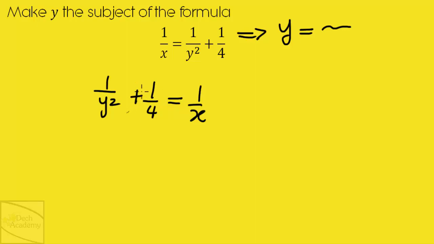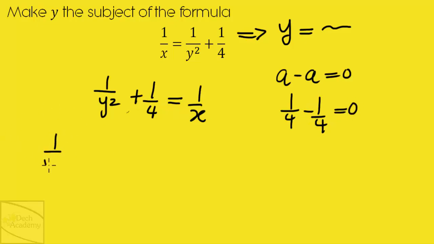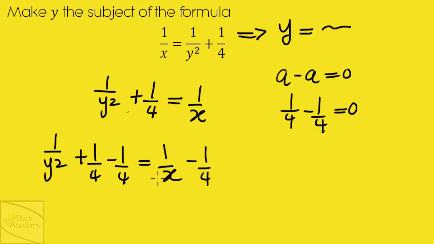So let's also get rid of this 1 over 4 term, so we just have the term involving y on the left hand side. We do this by subtracting 1 over 4 from both sides. Remember, when you subtract a number from itself, you get 0. So 1 over 4 minus 1 over 4 will also be 0. So doing that here, subtracting 1 over 4 from the left hand side gives this, but you have to do the same thing to the right hand side to preserve the equality of the equation.